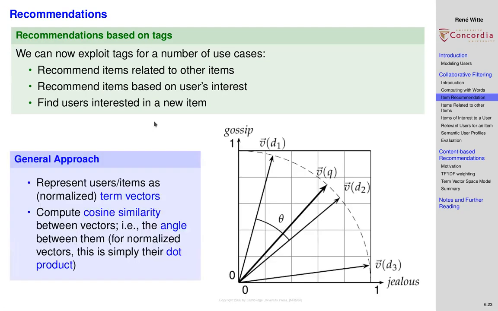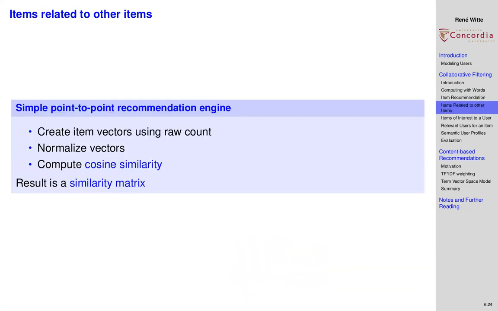And you can see that we can use the exact same representation, this vector space model, with the idea of the similarity to implement all of these different recommendation techniques. So the first part we have already done. This is a simple point-to-point recommendation engine.